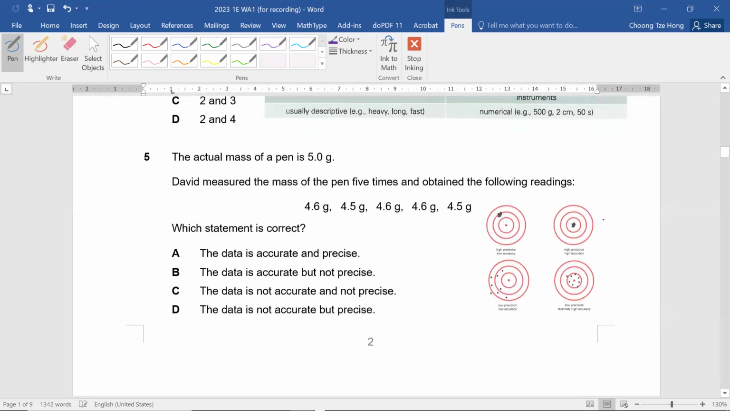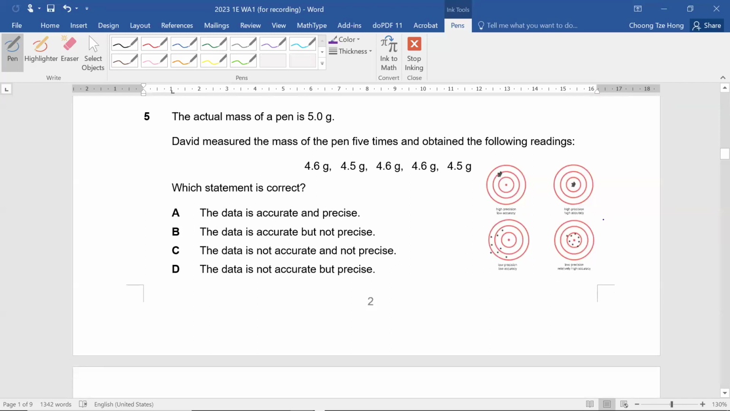All right, let's take a look at question 5. The actual mass of a pen is 5 grams. David measured the mass of the pen 5 times and obtained the following readings. So he measured the mass of the pen 5 times and got 5 readings. Which statement is correct? This is a question regarding accuracy and precision. You can find this on page 20 of your textbook.